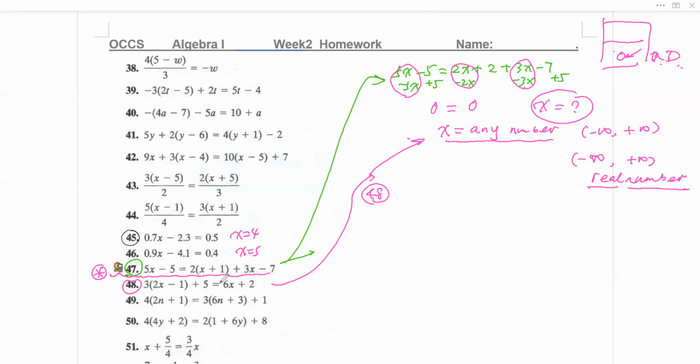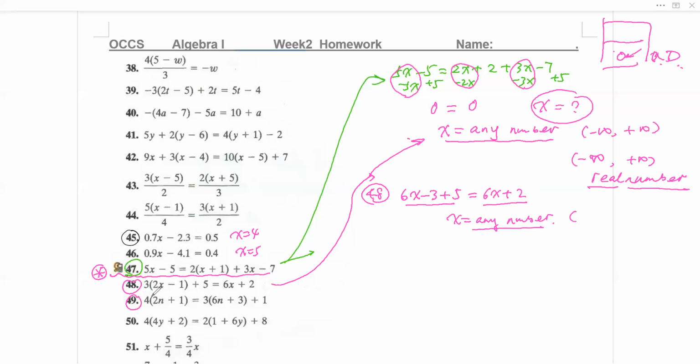48 is a totally different situation from this one. So let's see what's going on here. Firstly, we get rid of the parentheses. Distributed inside, we got 6x minus 3 plus 5. What about the right part? It is 6x plus 2. So 6x plus 2, 6x plus 2, right? So it means x is also any numbers, the same, from negative infinity to positive infinity.